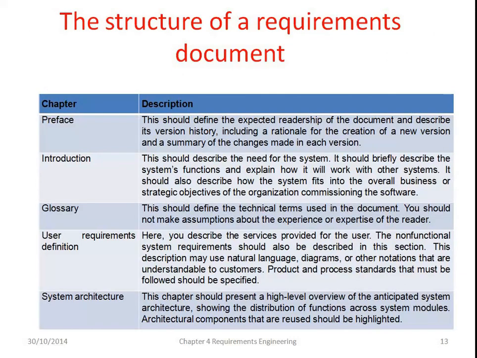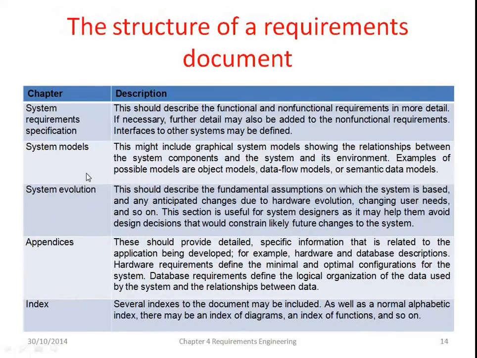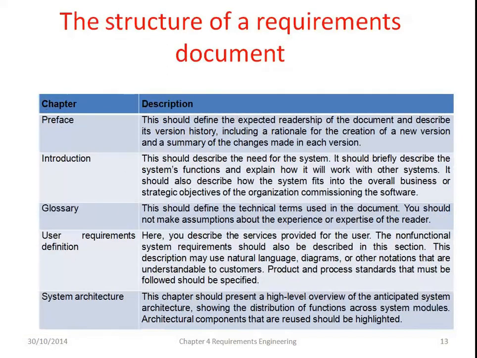So the structure of a requirement document: the first point is the preface, then introduction, glossary, user requirements, system architecture, system requirements specification, system models, system evolution, and last the appendices and index. For example, the preface should define the expected readership of the document and describe its version history, the rationale for the creation of the new version, and a summary of changes made in each version. It is just like a book: the preface of the book, then the introduction of that book. So this is the structure of the requirement document.